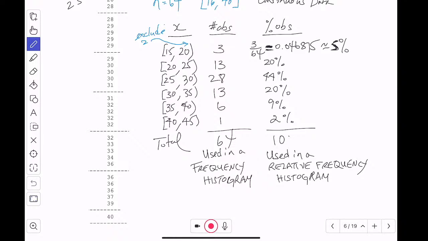So this should be 100%. Good. All right. And in drawing this histogram using these as the height of the bars, you're going to have a different vertical axis on your histogram.